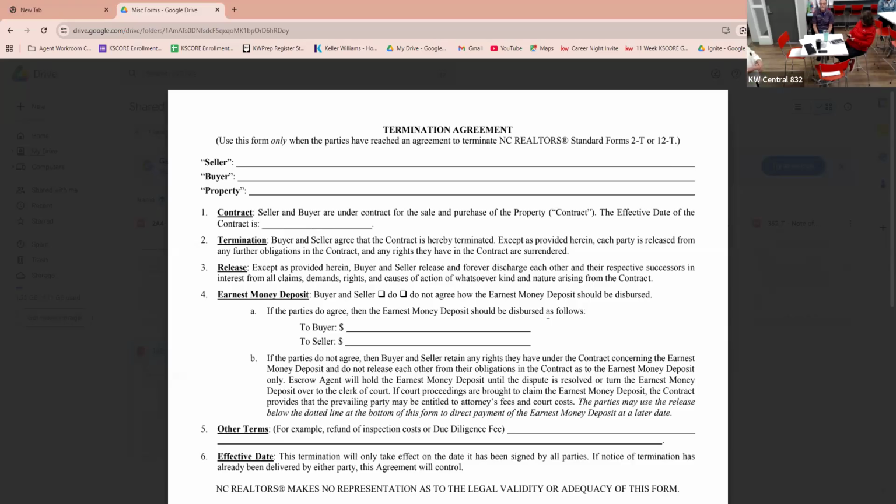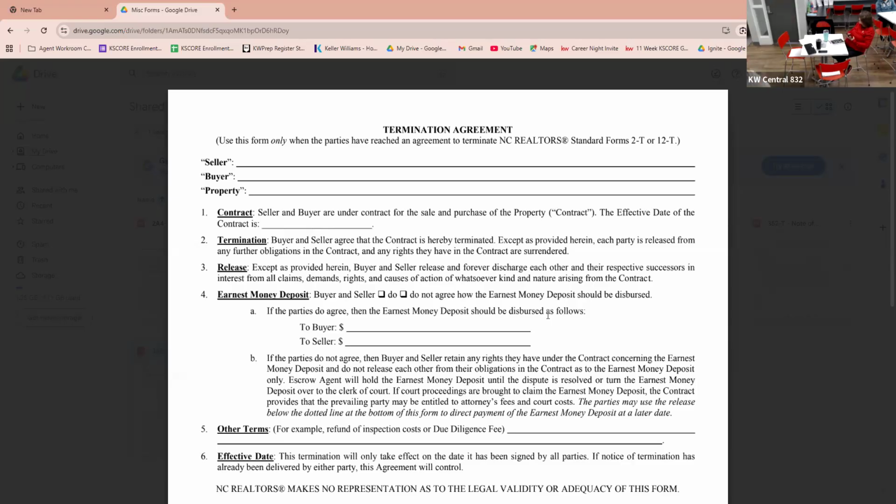Termination agreement. This is when the buyer and the seller mutually agree to terminate the contract. They may or may not agree on how the earnest money is to be distributed, but they do agree that the contract is terminated. Be very aware of number 5 on here. We've had some sneaky agents that have, well, let me say, a sneaky agent and an agent that didn't read the form in its entirety.